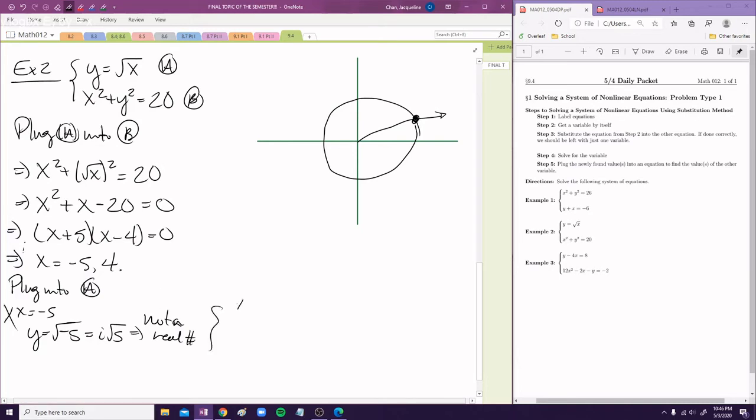So now let's plug in x is equal to 4, right? So when we do that, y is equal to the square root of 4, and that is equal to 2. What does that mean? That means our solution xy is equal to 4, 2.